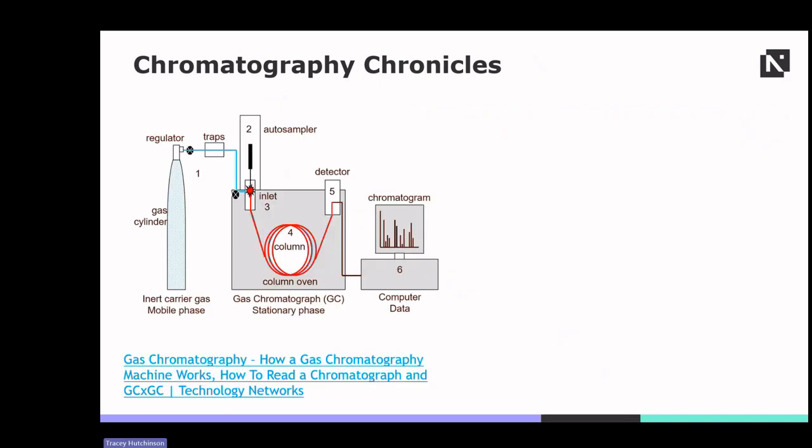Gas chromatography, or GC. GC separates volatile compounds in a mixture based on their partitioning between a mobile gas phase, so carrier gas, and a stationary liquid or solid phase coated column. Compounds with high vapor pressure elute faster. GC is widely used for quantitative and qualitative analysis of volatile organic compounds, or VOCs, in environmental, forensic, and pharmaceutical applications. It is highly sensitive and can identify trace amounts of compounds.